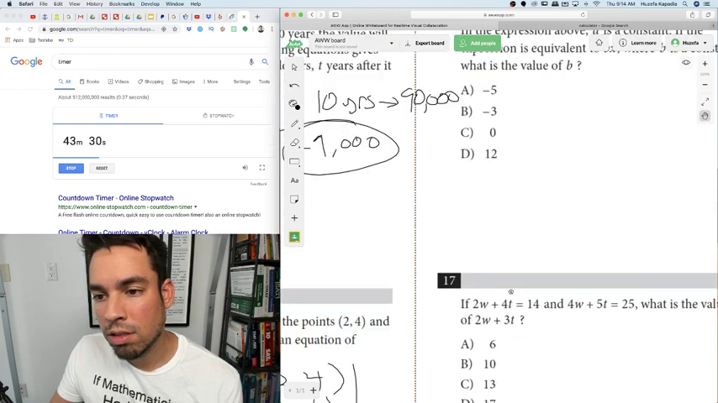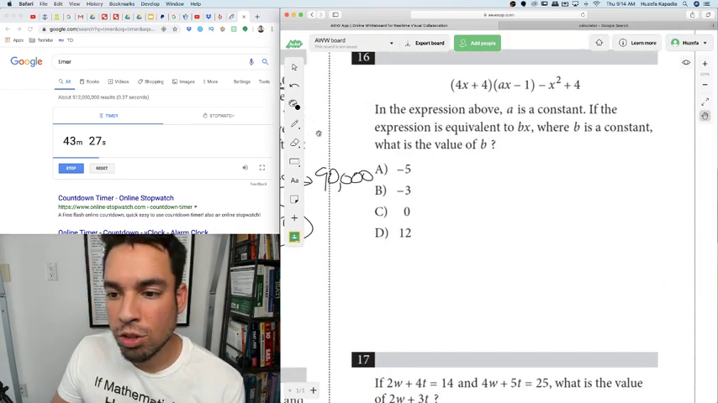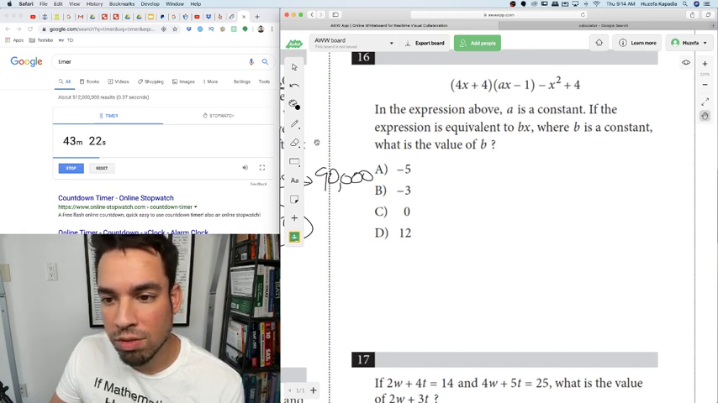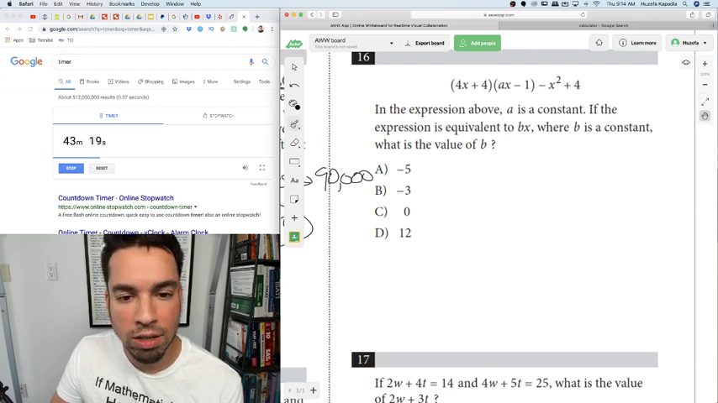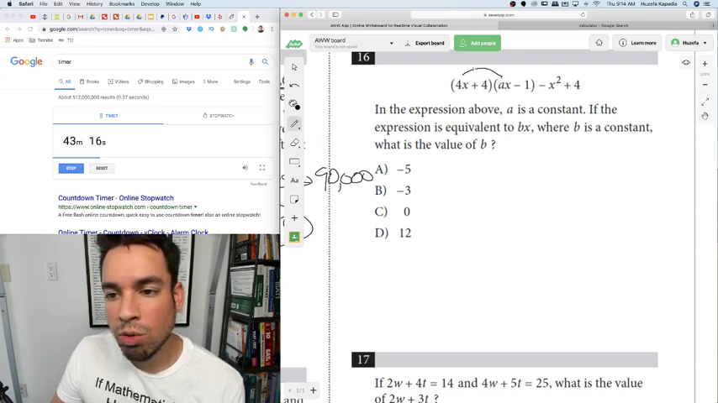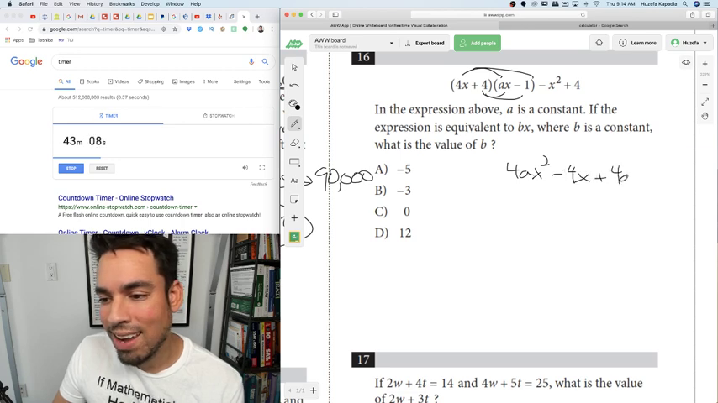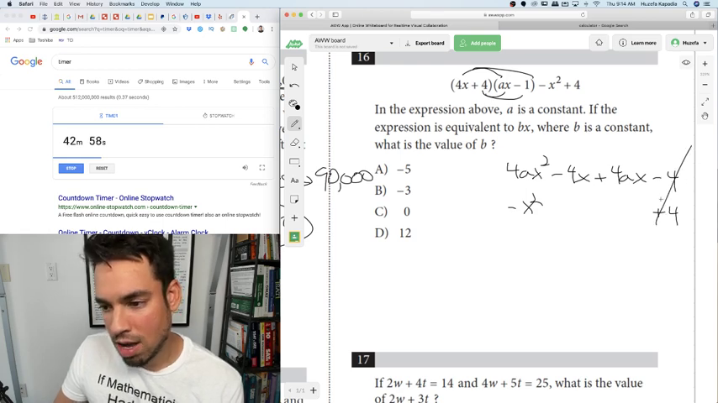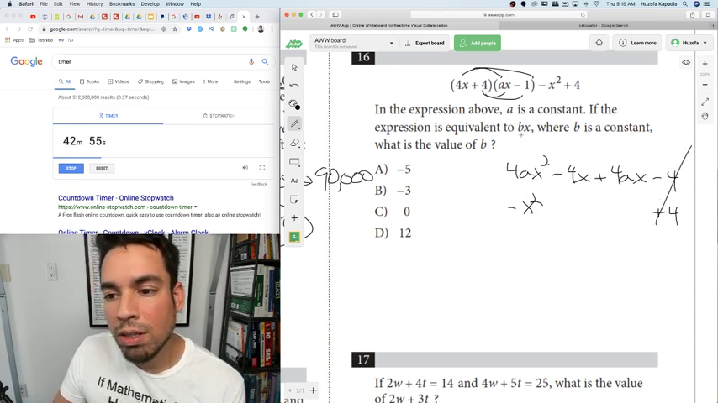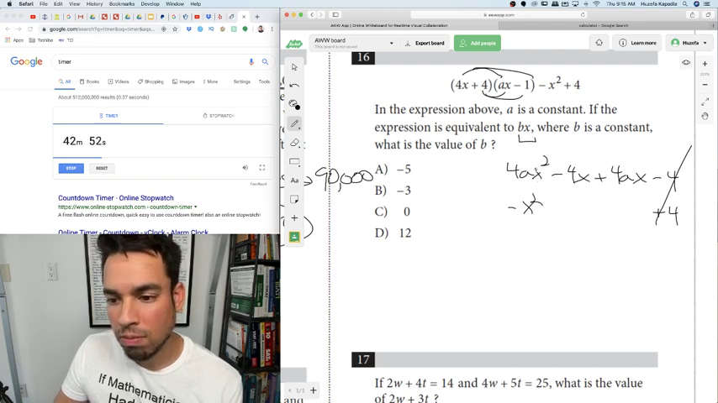Okay, next, 16. In the expression above, A is a constant. If the expression is equal to Bx, where B is a constant, what's the value of B? Okay, I am not totally sure, so I'm just going to distribute as per usual, and then it's 4ax squared minus 4x plus 4ax minus 4. I'll match up like this, minus x squared and then plus 4. Okay, so these cancel out. Apparently there's supposed to be no x squared here.